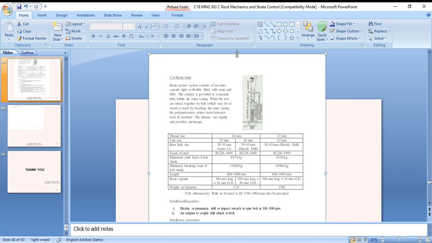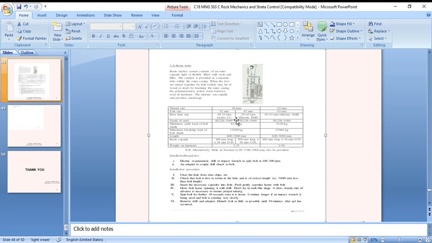So resin capsule bolt, inserting into the hole. So these are the roof bolting and different types of laminated roofs. How keystone theory and suspension theory work, how the bolt is inserted inside the roof, and the sequences.